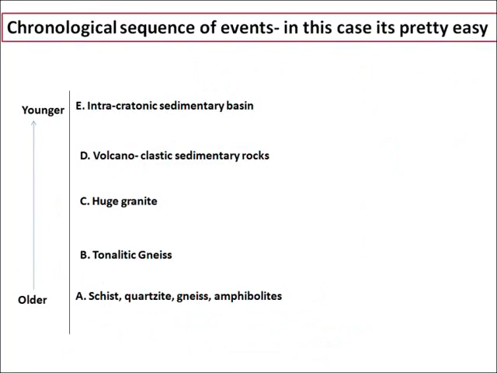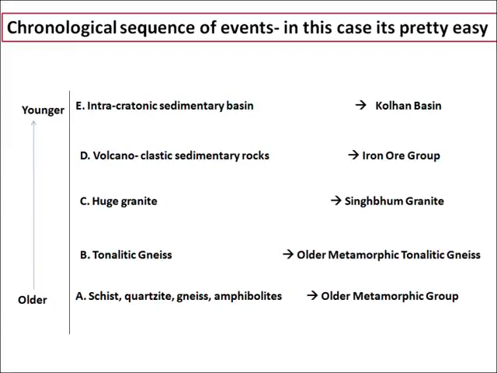So now what is the takeaway up to this stage? What we have at this point is the oldest metamorphic unit known as the older metamorphic group, which has been intruded by tonalitic gneiss known as the older metamorphic tonalitic gneiss, and both these units have been engulfed by the so-called Singhbhum granite. Iron ore-bearing volcano-sedimentary rocks lie over Singhbhum granite, known as the iron ore group. All the above-mentioned units act as a basement for intracratonic cover sediments of the Kolhan group.